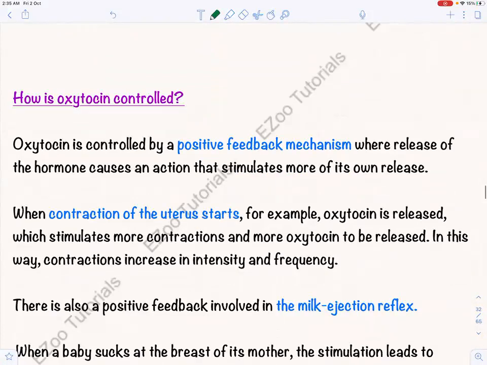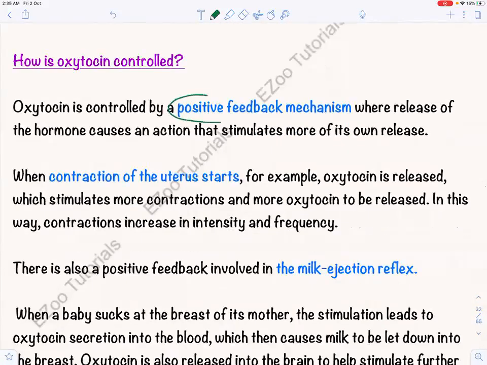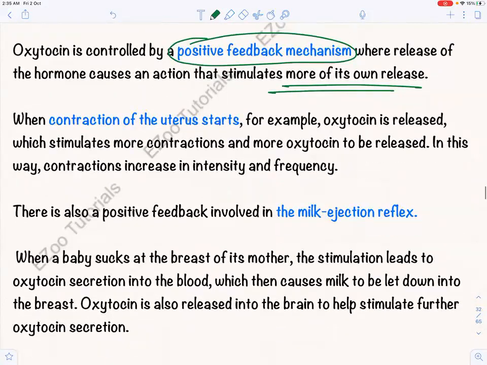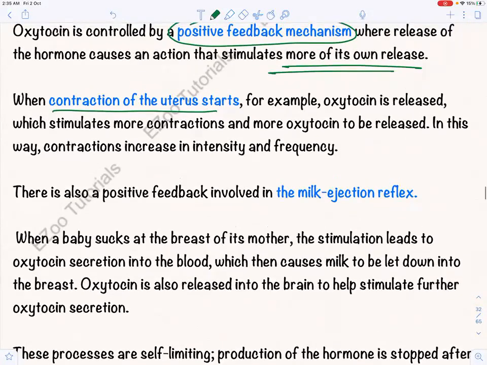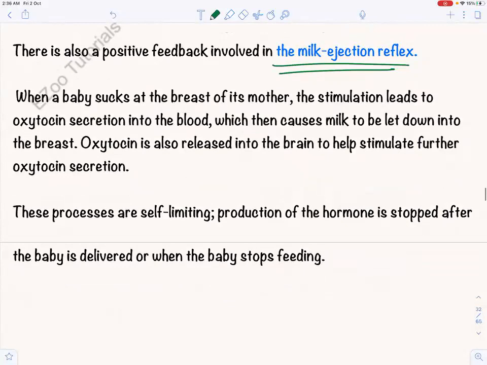How is oxytocin controlled? It is controlled by a positive feedback mechanism, where release of the hormone causes an action that stimulates more of its own release. When labor pain starts, the body will continuously make more oxytocin, like contraction of the uterus starts, so more and more it will make. Similarly, if the baby is suckling the nipple for milk, more and more will be formed, right?